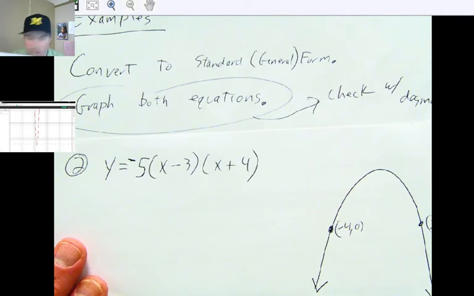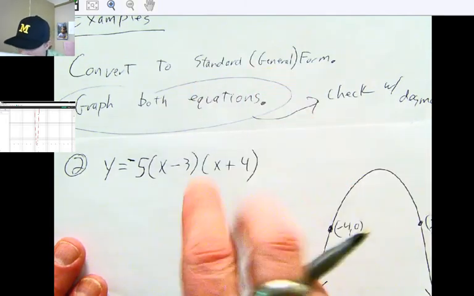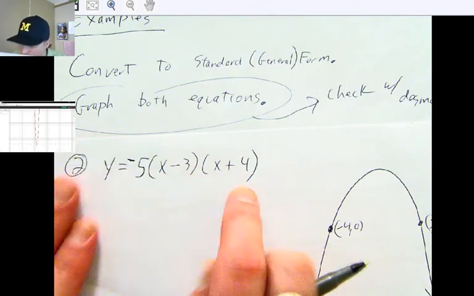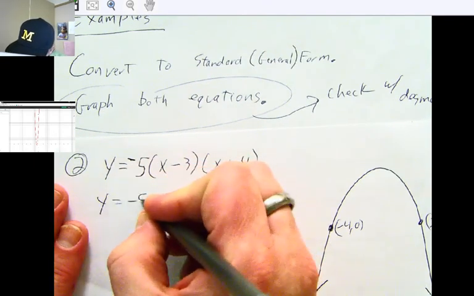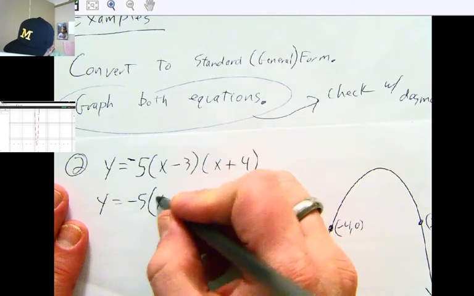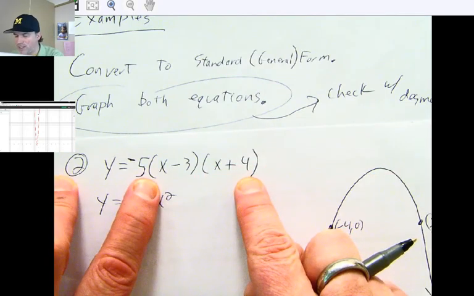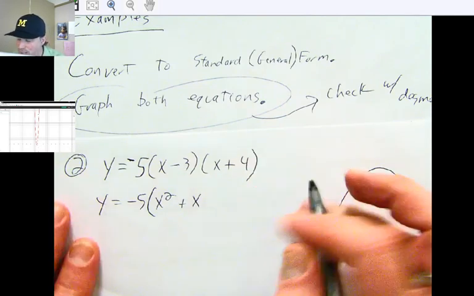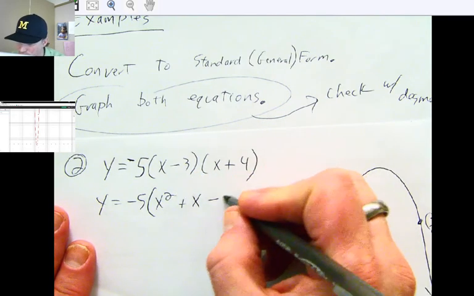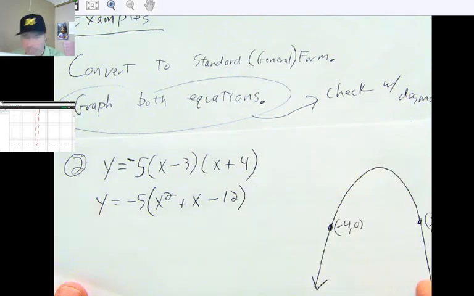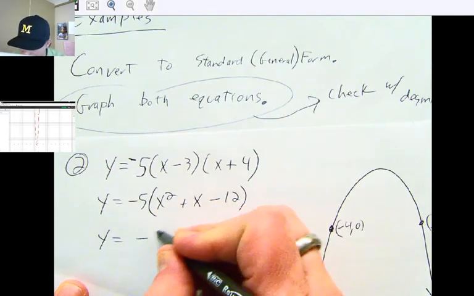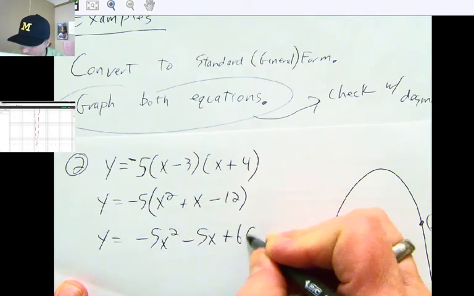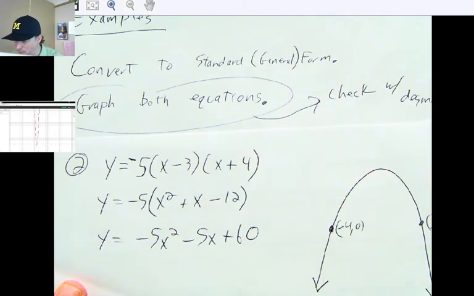Then, if I wanted to put it into standard or general form, you would start off by foiling these together or multiplying these two parts. So that would give me -5. x times x is x squared, plus 4x minus 3x basically becomes plus 1x, and then -3 times +4 is -12. And distribute the -5, so I have -5x squared minus 5x plus 60, and that's my graph.